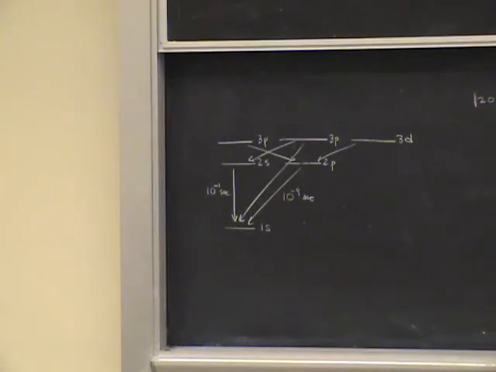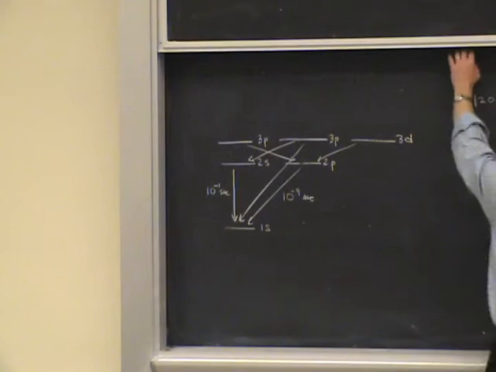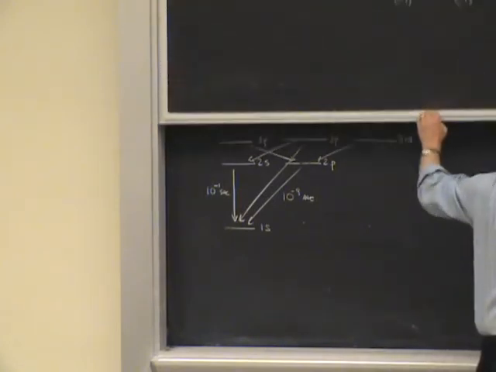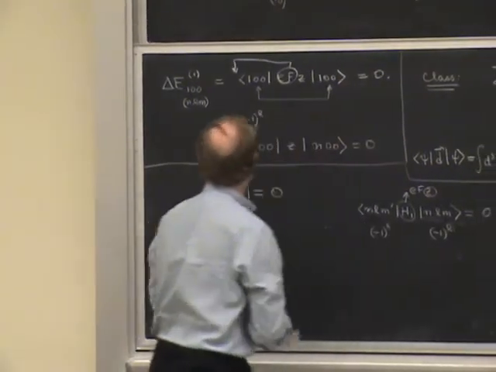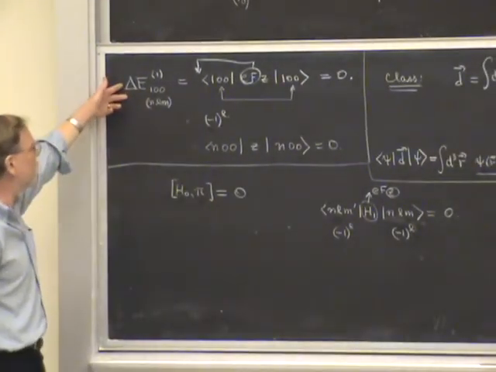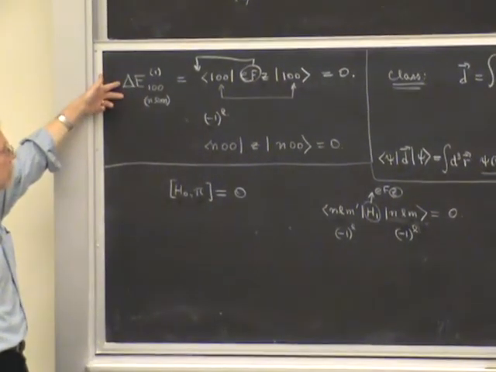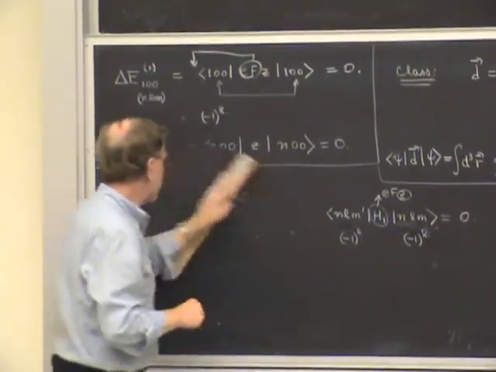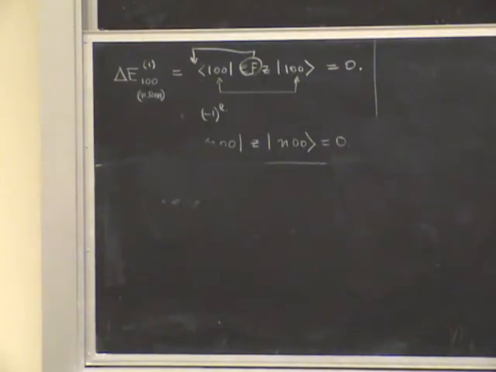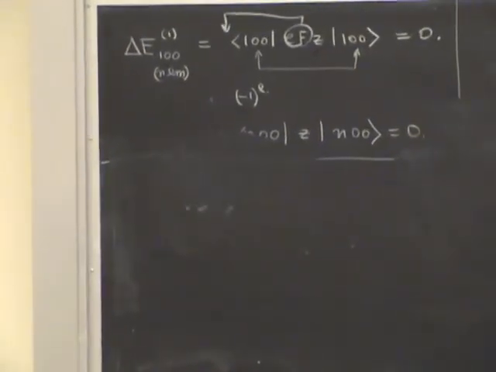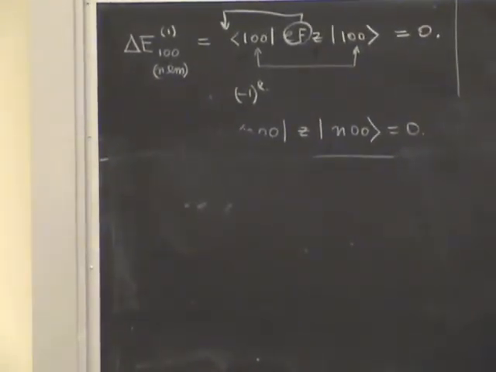All right. Now, let me go back to this. I want to go back to the ground state of hydrogen, which is here, as a matter of fact. We found that the first order energy shift was zero. There's no linear Stark effect, as we say, in the ground state of hydrogen. But the question is, if there's no energy shift, what about the wave function? Is there a shift in the wave function? So let's look at that question now.